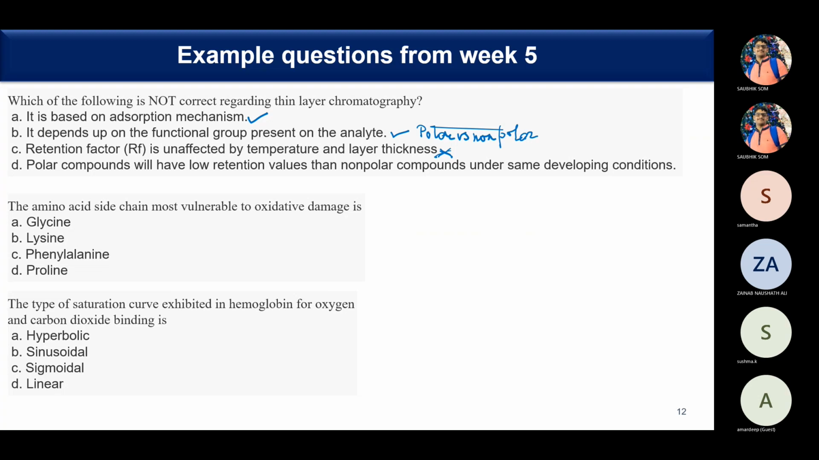Polar compounds will have low retention values. Yes, polar compounds will move slower from the solvent front and then non-polar compounds after. So the correct answer is the retention factor. This one. The amino acid side chain most vulnerable to oxygen reactive species is again a factual question. It's lysine because it has an amine group there.